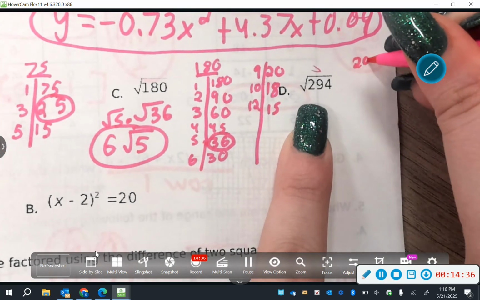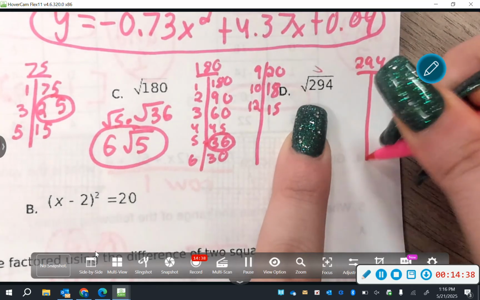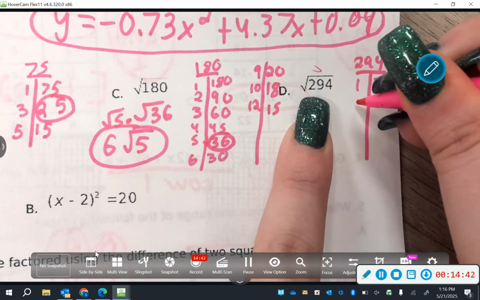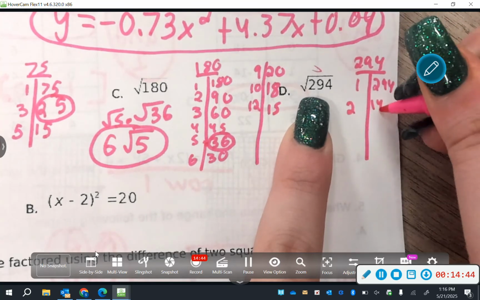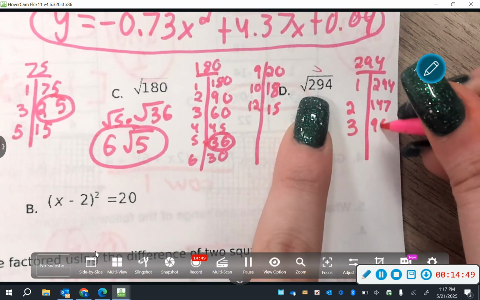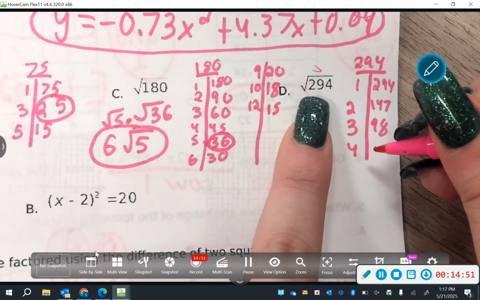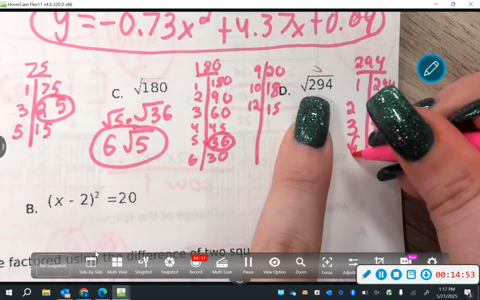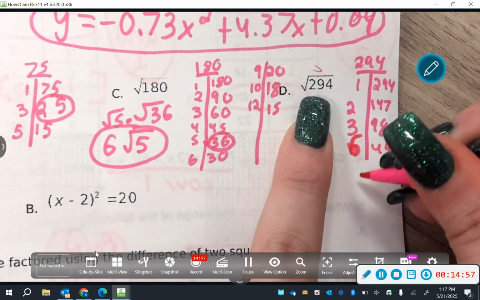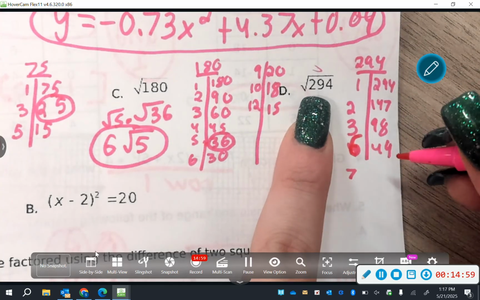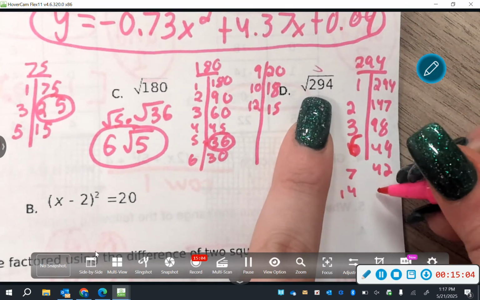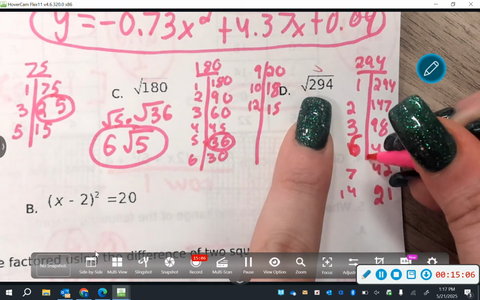All right, now I need things that multiply to 294. We got 1 and 294. We got 2 and 147. I got 3 and 98. I got 4, nope, 6. Yeah, 6 and 49, 7 and 42. I also got 14 and 21.